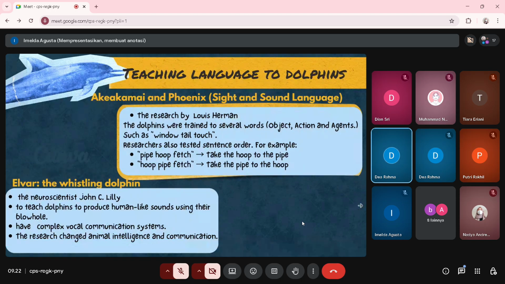Here, the dolphin has complex vocal communication, and the research changed. In the research, the focus changed to animal intelligence and communication rather than teaching dolphins to produce human-like sounds. Next slide, please.